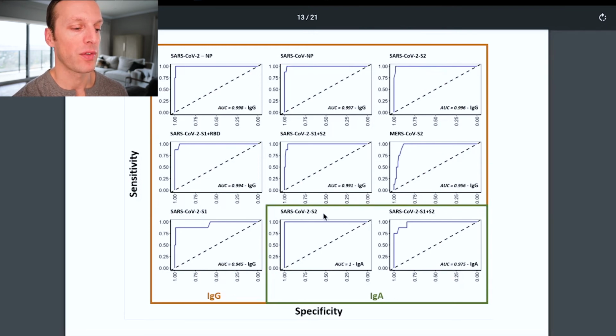Again, for SARS-CoV-2, what we're dealing with in COVID-19, the IgA performs almost perfectly here. You can see that the receiver operating curve characteristic is 1. It's ideal. So we have 0.998 for the IgG SARS-CoV-2 NP antigen, 0.996 for the IgG spike protein 2, and basically 1 for IgA.